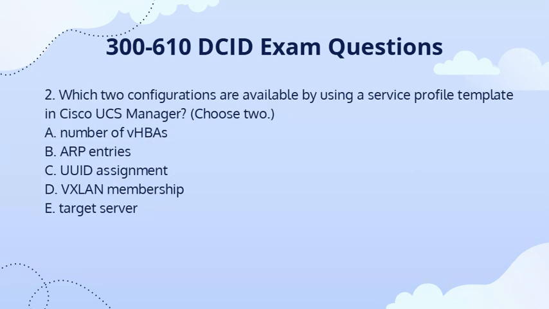2. Which two configurations are available by using a service profile template in Cisco UCS Manager? Choose 2. A. Number of vHBAs, B. ARP entries, C. UUID assignment, D. VXLAN membership, E. Target server.